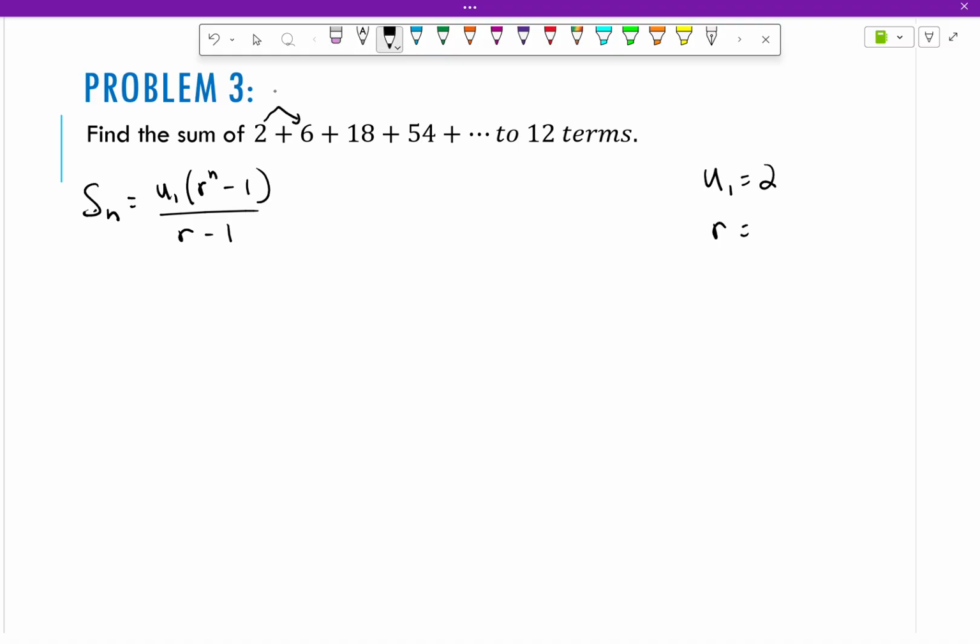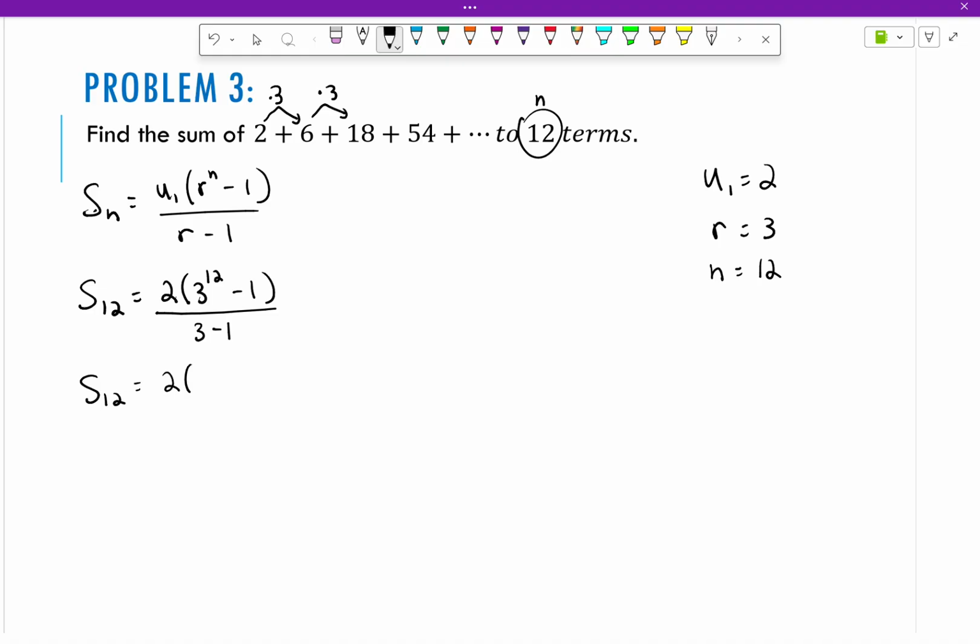So 2 to 6, that looks like times 3. 6 to 18, that's times 3. So r is 3, so we're multiplying by 3. And then n. There are a total of 12 terms, so n is 12. So I'm going to sum up these 12 numbers. So s sub 12 equals 2 times 3 to the 12 minus 1 over 3 minus 1. So we will have this.